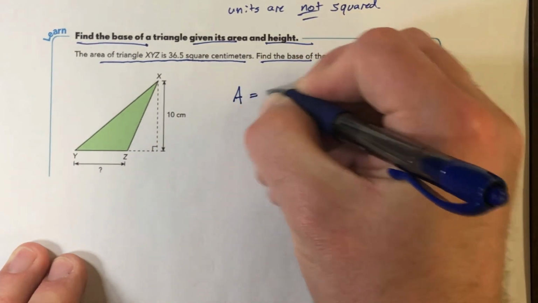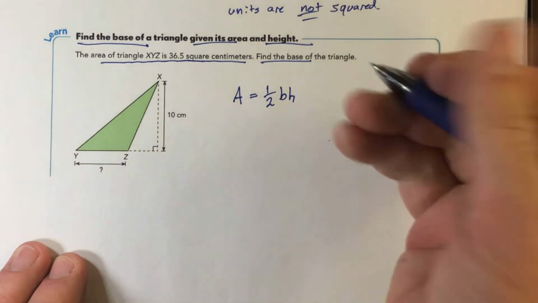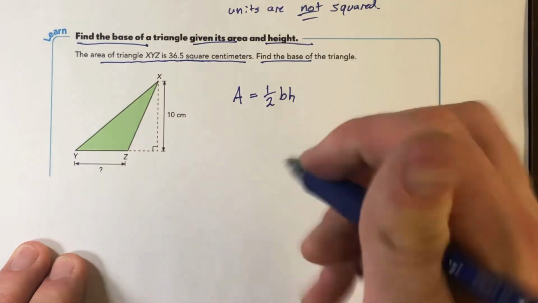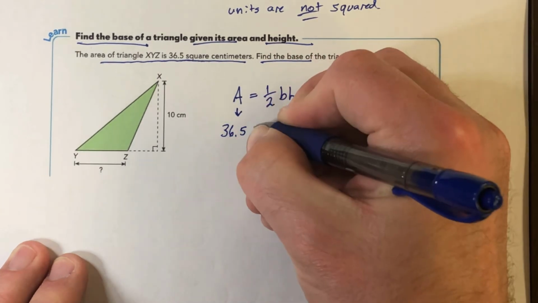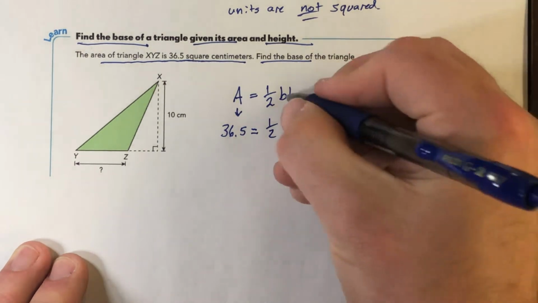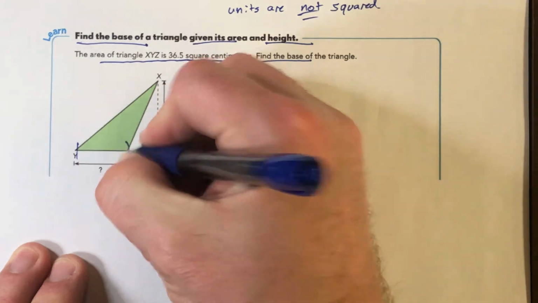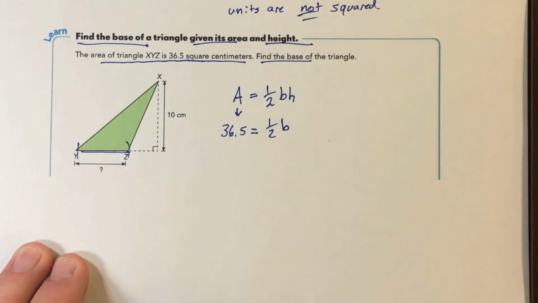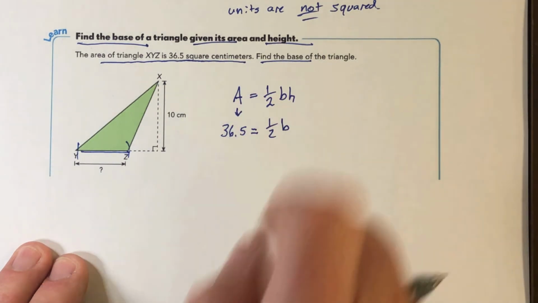So first step, write your formula. A equals 1/2 BH. Next, fill in what you know. Do you know A? Yes, area is 36.5. So replace the A with 36.5. Equals, what do I do with 1/2? It's just 1/2. Write it down. B, do I know the base? Nope, there's a big question mark right there. I don't know how big the bottom is. So leave it as B. Do I know the height? I have to know the height because you have to know all but one letter.